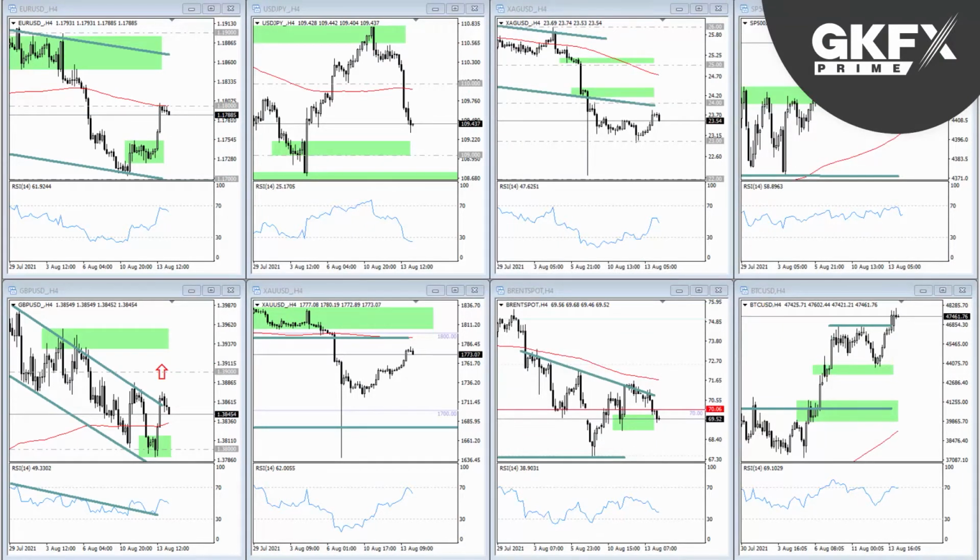So a bit of a drop in the US dollar at the end of last week, so that gave the euro a chance to rally back up to 118. Big drop in dollar yen back through the 110 handle, and the S&P 500 just edging back off record highs, but still pretty much near record high territory, and Bitcoin pushing up into 48,000.